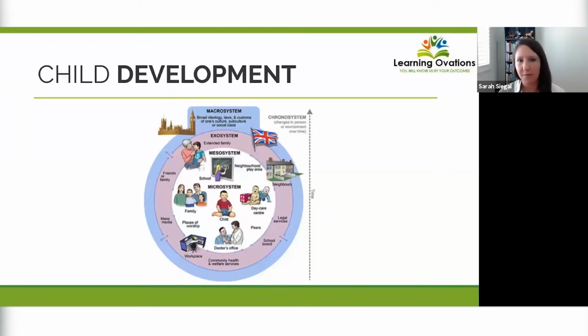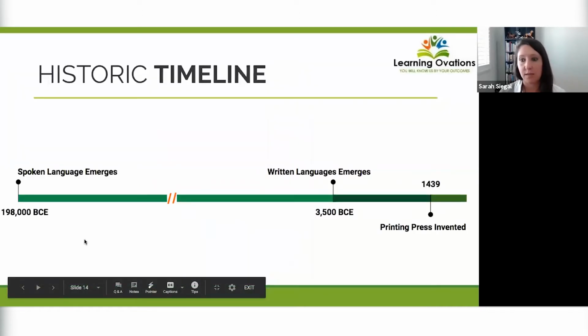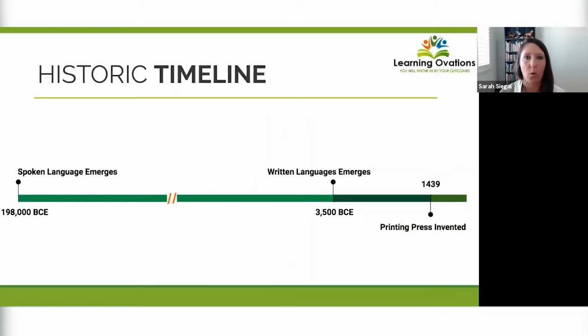So there's kind of two different ways to really think about this idea. The first is from a historical time point, and so that's where I want to start. What you're seeing here is this drastic difference between how oral language or vocabulary really emerged in the human timeline versus written language.